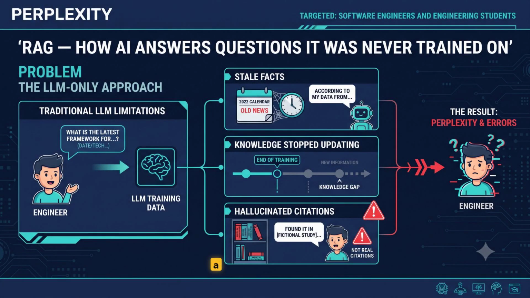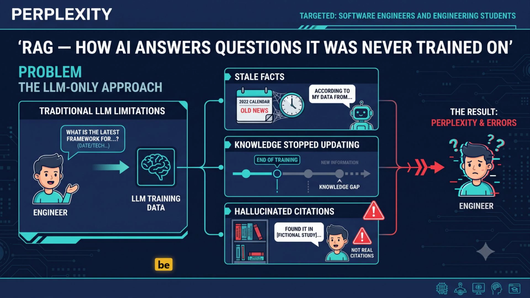You push a feature to production using a state-of-the-art LLM only to watch it confidently break your deployment with deprecated syntax, invent non-existent library methods, and cite fake research papers. It is the ultimate engineering nightmare, a system that sounds completely authoritative while being entirely wrong.